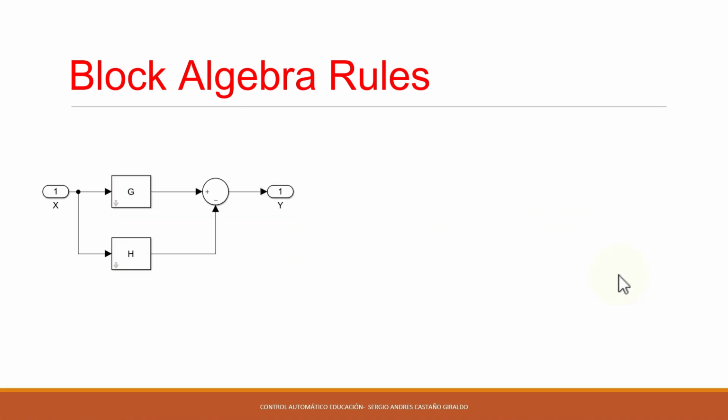Another of the most popular structures we'll encounter is this one, the parallel structure. It's one of the most important, because we see that the input, which is X, enters both G and H in parallel, and both are either added or subtracted. And of course, we know that the summing element can be either addition or subtraction, it doesn't matter. At the output, we have the signal Y, and let's see what we get in this signal.